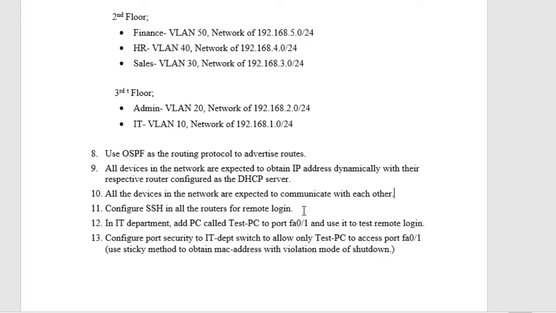So I'll start with the IT department, which is VLAN 10, a network of 192.168.1.0/24. I'll copy and come back to admin and say this is VLAN 20, a network of 192.168.2.0.